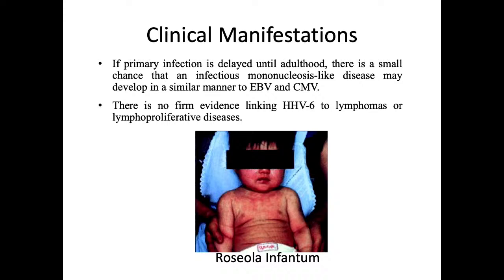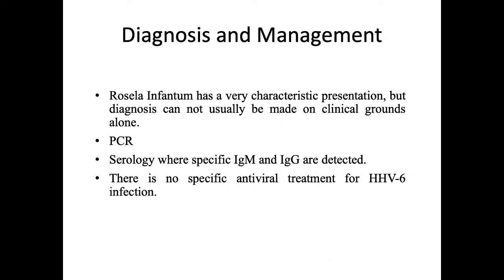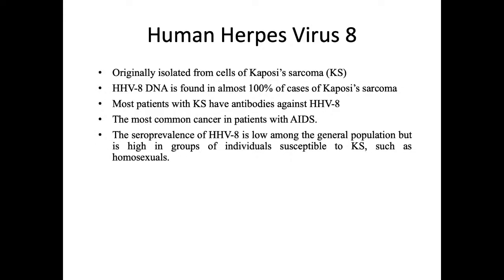This rash can last for several hours to a few days, 2 or 3 days, and then goes away. It is not a vesicular rash. So here first we have high fever, then fever subsides and the rash develops. If adults get infection, primary infection with HHV6, they develop infectious mononucleosis-like disease. So there's no treatment, no vaccine. Diagnostic can be, as usual, PCR or serology.